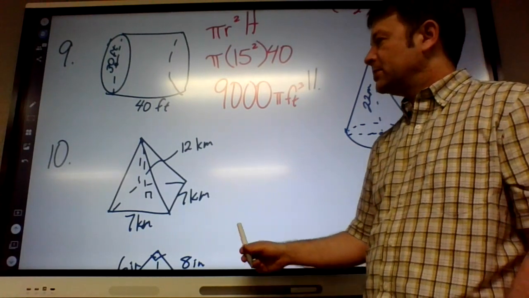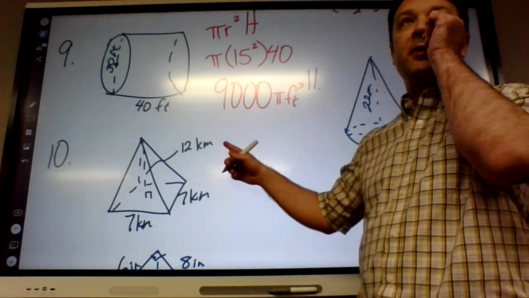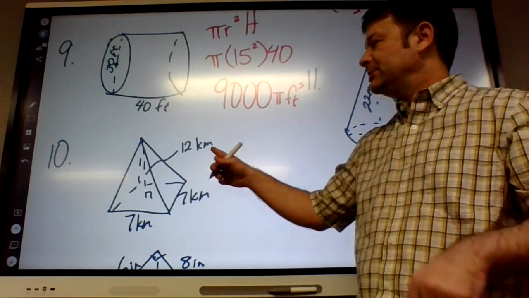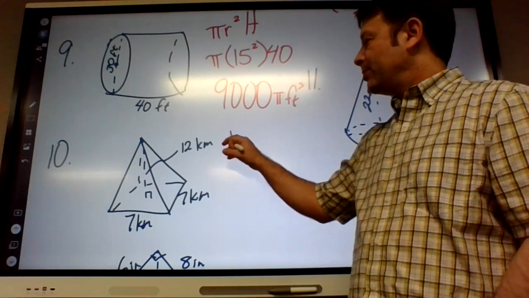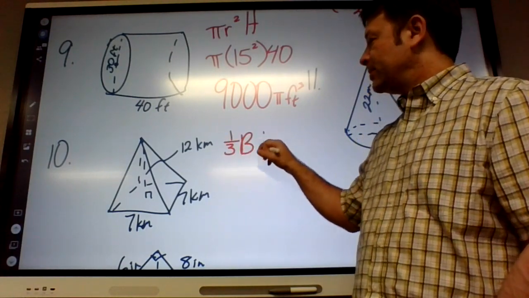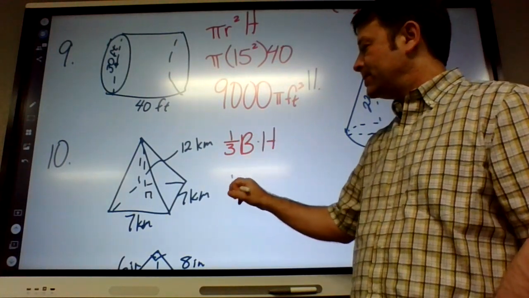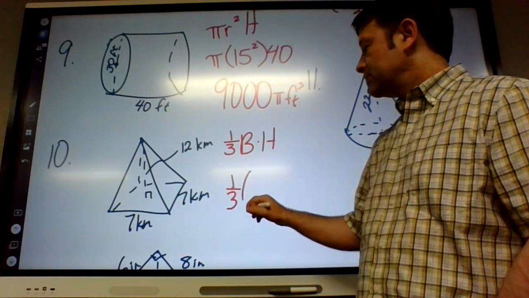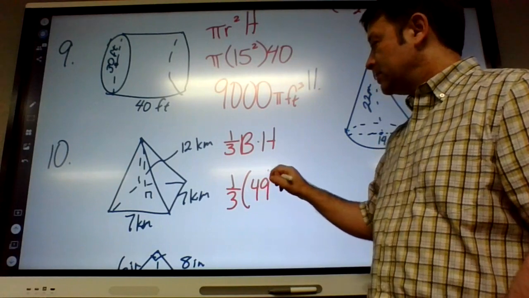Okay, so for the pyramid, we're using that formula. So how would I find the area of the base on this one? 7 times 7.